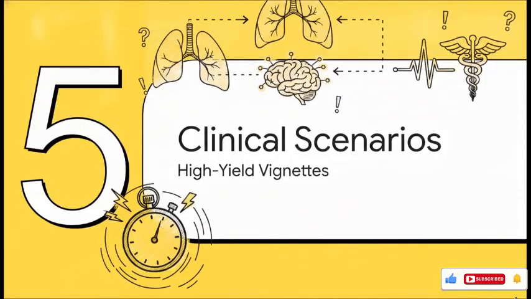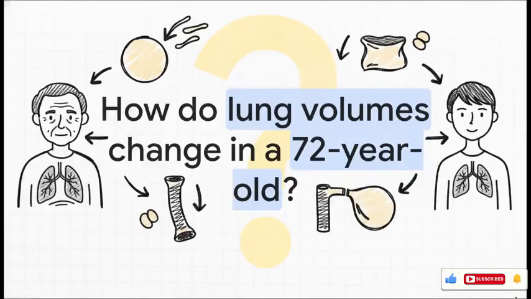Take a deep breath. We are now entering Section 5, High-Yield Clinical Scenarios. Welcome to the final rapid-fire phase of our ward walk. This is where we test that new pattern recognition of yours. Here's your first scenario. A 72-year-old female is participating in a longitudinal study comparing her lung function to a 20-year-old's. I want you to think about the natural physiological changes of the aging lung. What specific parameters are going to go up and what's going to go down?